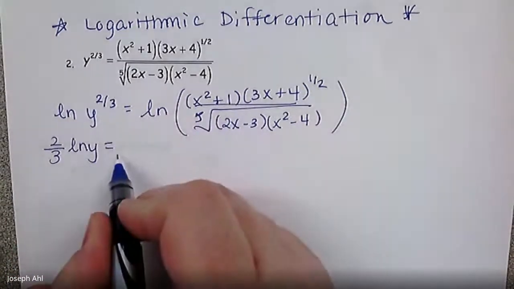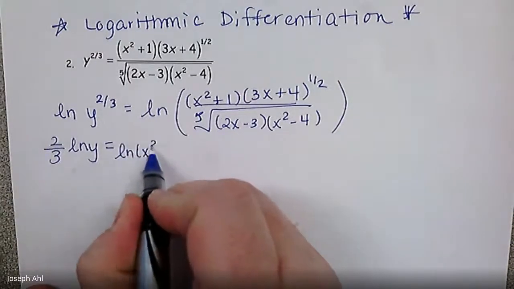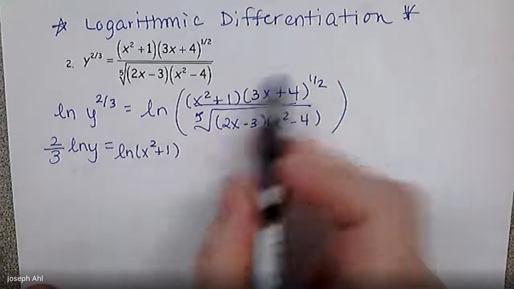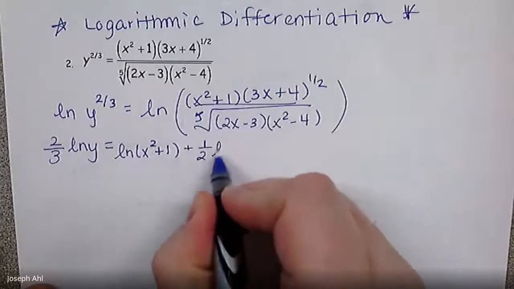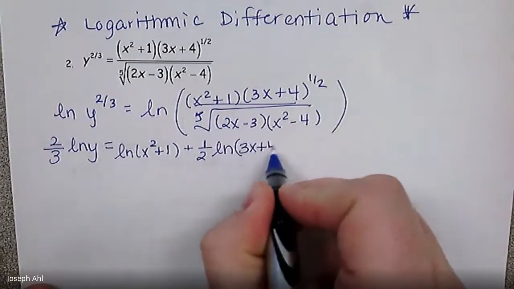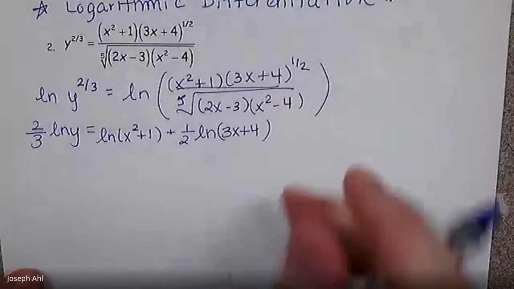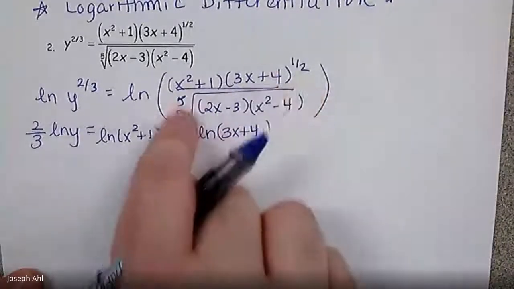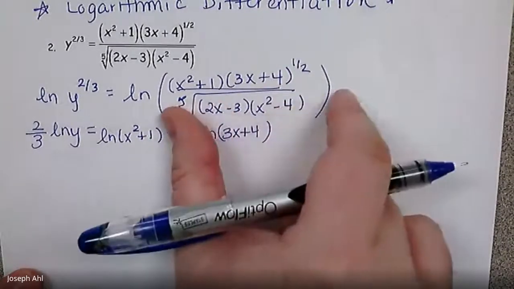So it's going to be ln of x squared plus 1. The multiplication will become addition. Bring the 1/2 out front, plus 1/2 ln 3x plus 4. On the bottom, we're subtracting. We got to pull out the 1/5 and then expand that product there.